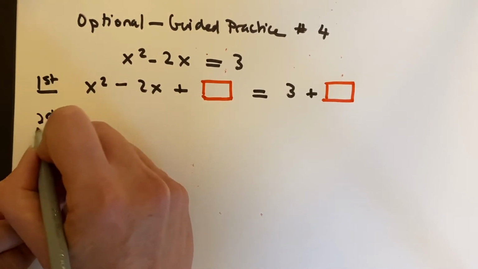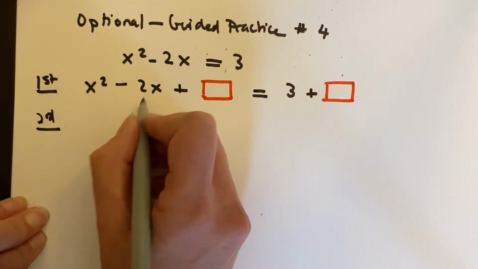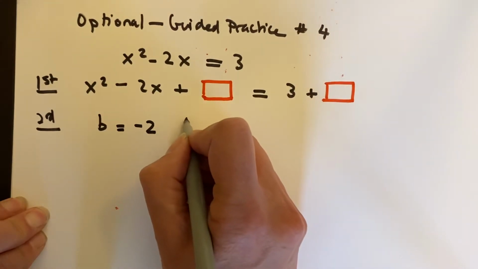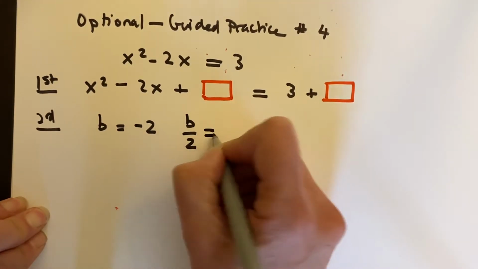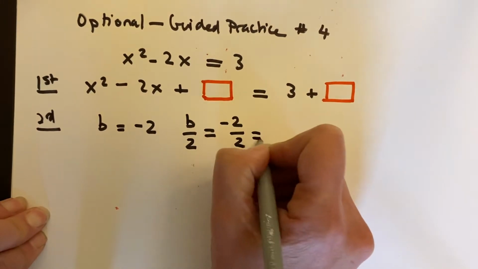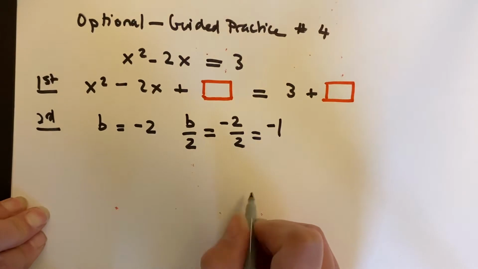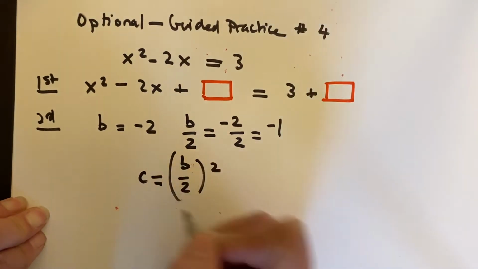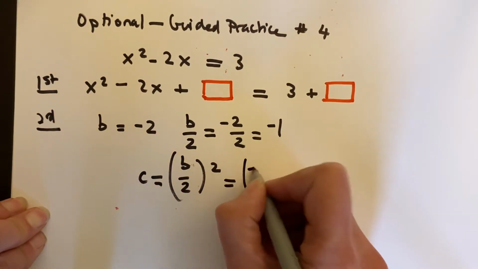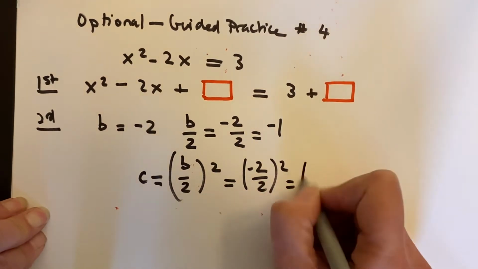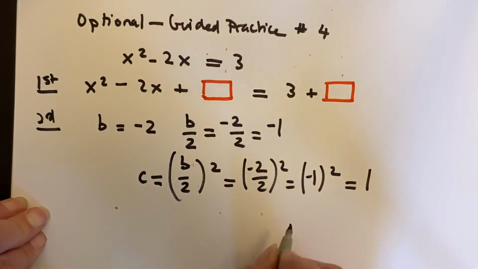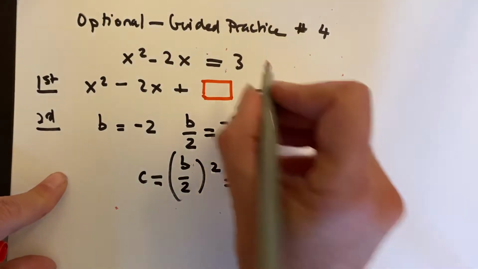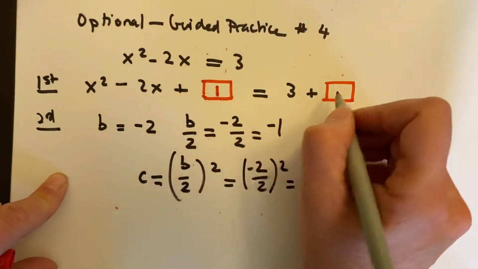My second step is to find C. Well, here's my B value. B equals -2. So if I have B over 2, that's going to be -2 over 2, and I'm going to get -1. I'm going to take B over 2 and square it because that's what's going to give me C. And -2 over 2 squared is -1 squared, which is going to give me +1. So I know that my C value that's going to go up here is going to be 1. Whatever I add to this side, I add to that side.